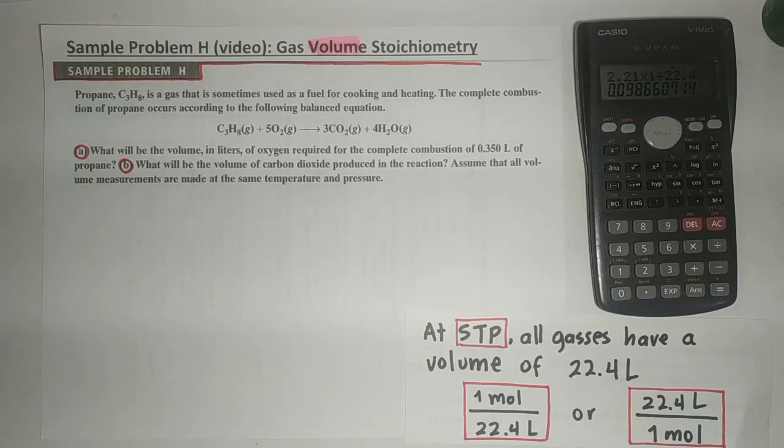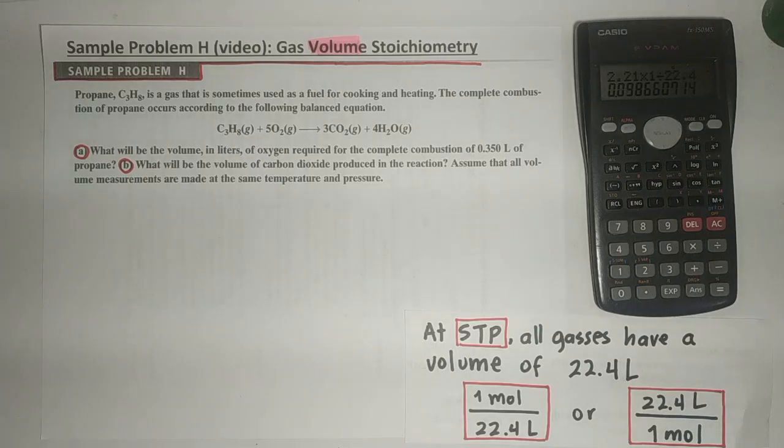Now, in the first part it says, what will be the volume in liters of oxygen required for the complete combustion of 0.35 liters of propane? And part B, what will the volume be of carbon dioxide produced in the reaction? Assume that all volume measurements are made at the same temperature and pressure. Now, let's take a look.